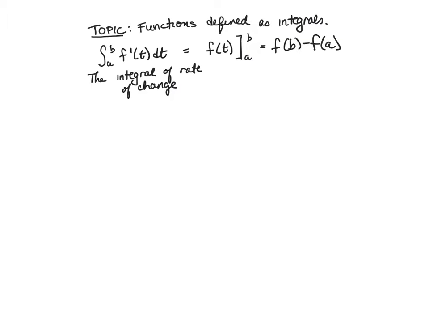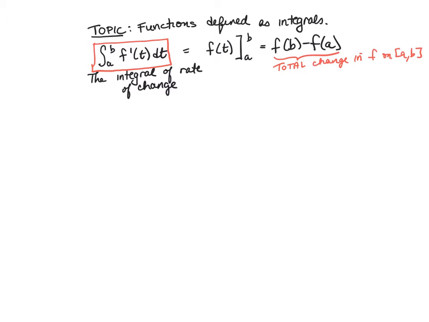So this idea has appeared a lot on the APs when we end up finding the integral of a rate of change. And this is also known as the total change theorem, where the definite integral of a rate of change gives us the total change of that function on the interval from a to b. And we've done that before.